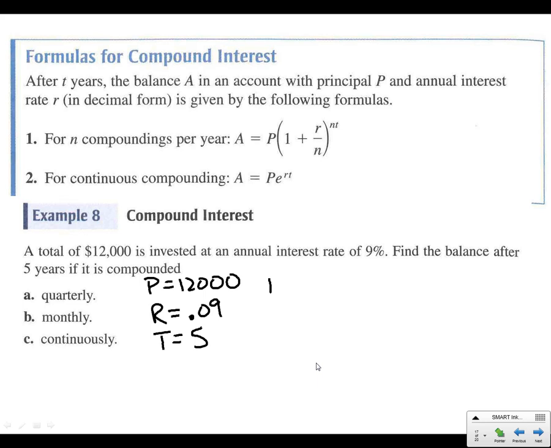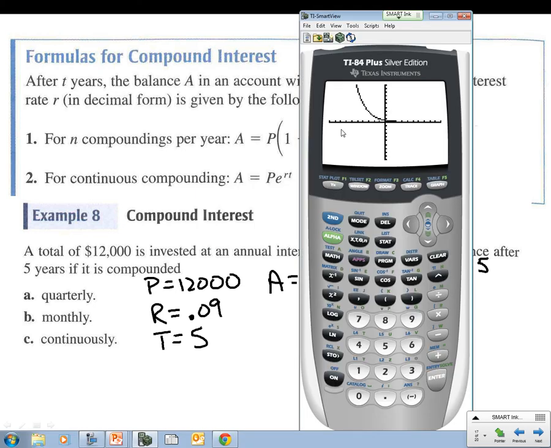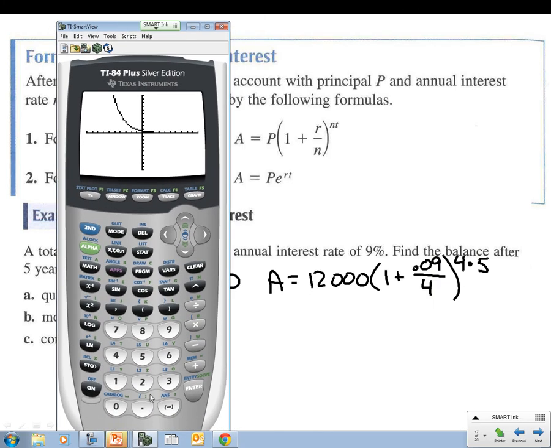So our amount is going to be 12,000 times 1 plus 0.09 over quarterly. How often do we get this? Quarterly means 4 times a year. All right, and so then we have 4 here times 5 years. Over the course of 5 years, we're going to get 20 interest payments. All right, so let's plug that in real quick, see what we get.